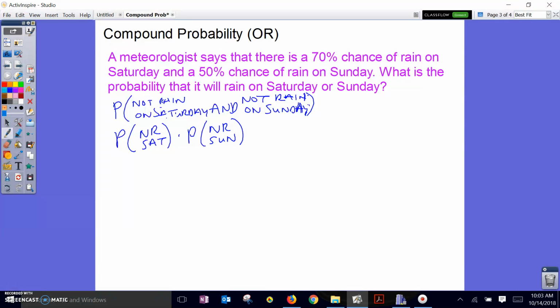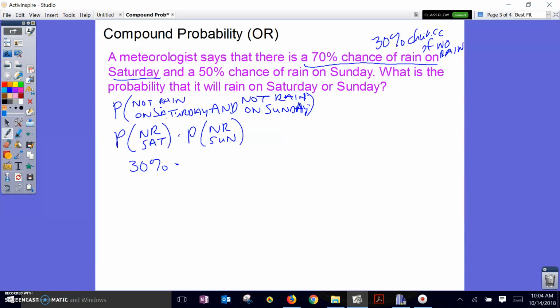Now I need those probabilities. Well, since there's a 70% chance of rain on Saturday, that means that there's a 30% chance of no rain. I just take the 100% of all the possible outcomes, subtract away the chance of rain. That gives me the chance of no rain. So the probability of no rain on Saturday is 30%.